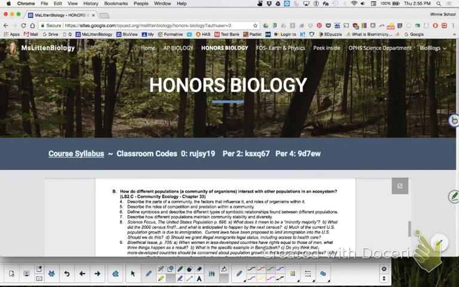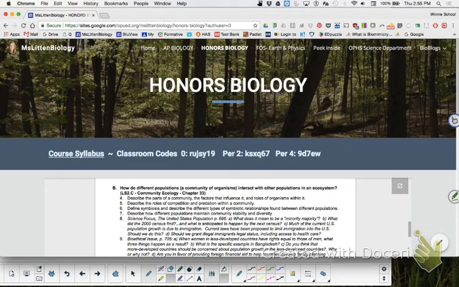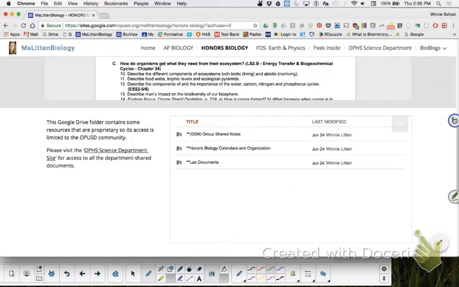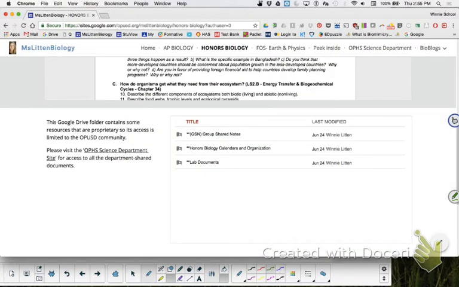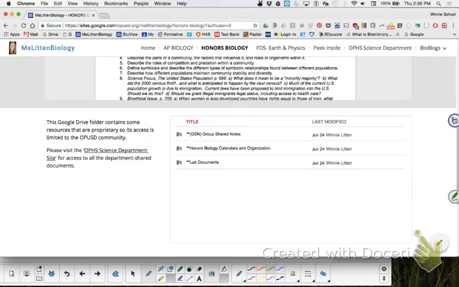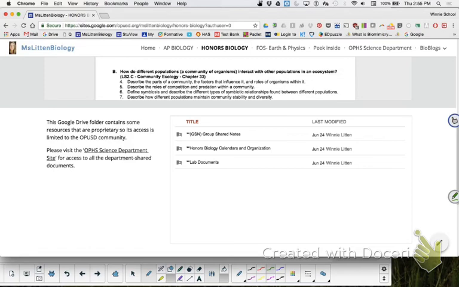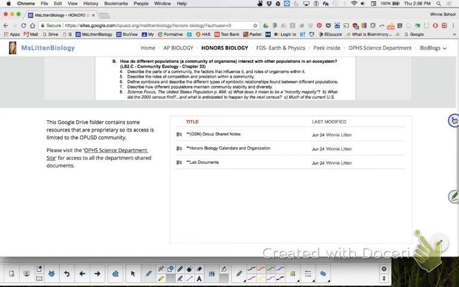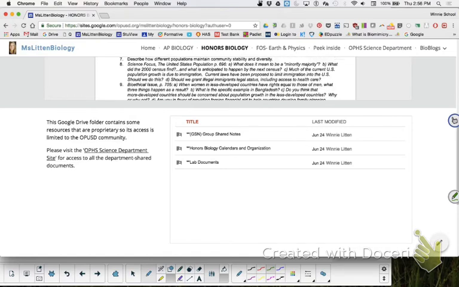these are your objectives, right? This is what you're supposed to know, your summary of everything that we're talking about is right here in your objectives. So if I go to this next chapter, I can see, look right here, describe the parts of the community, the factors that influence it, the roles of organisms within it. We just did that. The roles of competition and predation. We did that, right? That was last chapter.